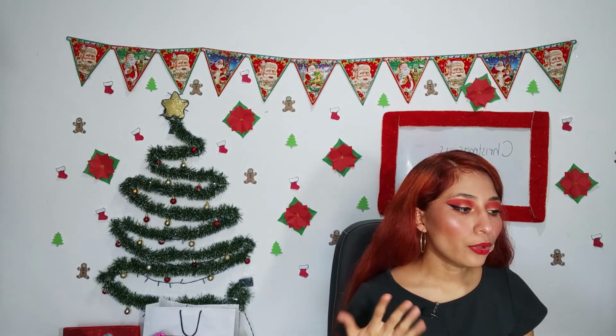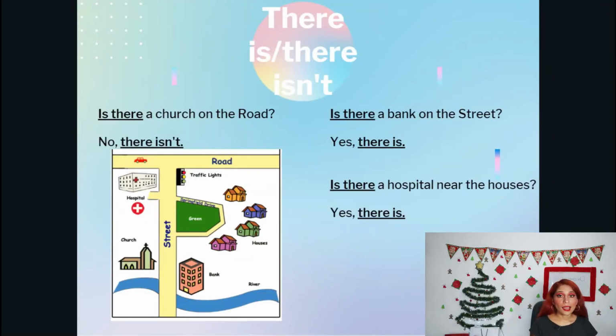So today we're also going to do activities from the workbook, but first it's pretty important that we review this topic, that is, there is and there are. This is super important for us to practice because with this topic we are going to learn making questions about places.